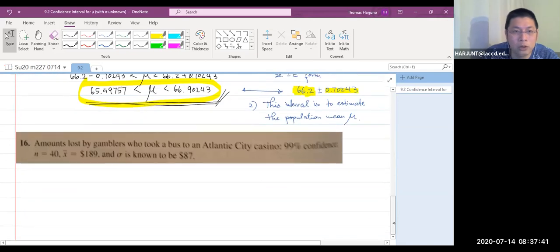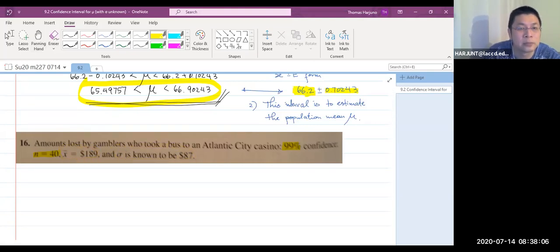The amount lost by a gambler who took a bus to an Atlantic City casino. Okay, and we want to construct a 99% confidence interval. The sample size is 40, and they lost approximately 189, with standard deviation known to be 87. Now we want to find the confidence interval on average, how much they lost.